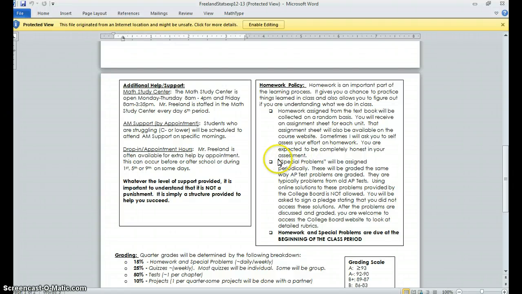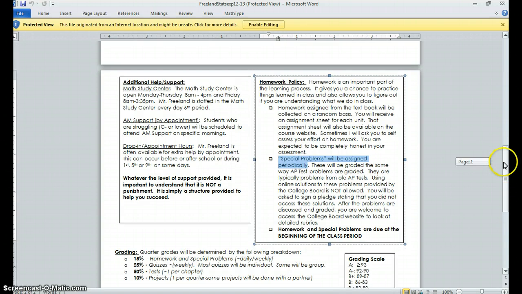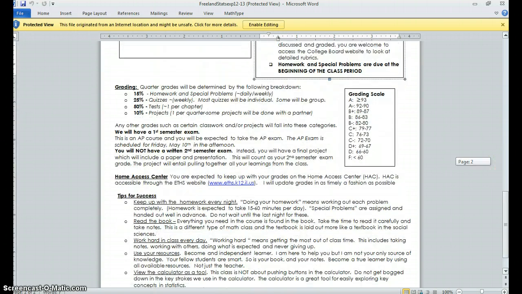However, special problems will be assigned periodically, and these are actual AP problems that will be graded as such. You'll always be given at least a couple days in advance these special problems. We'll talk more about that when I assign them, but just know that those are coming.